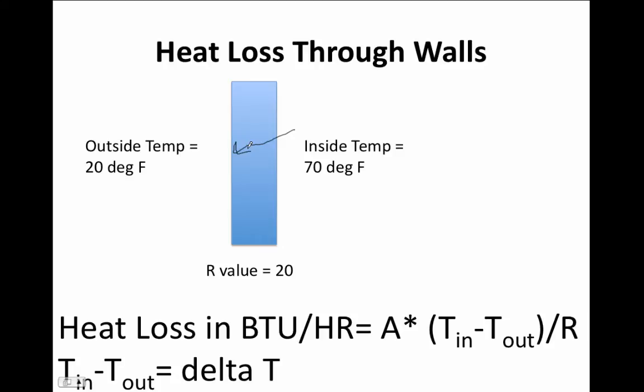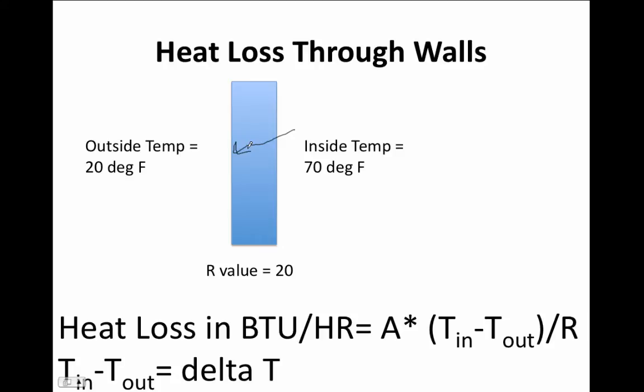The measurement for insulation is R value. And the higher the R value, the better the insulation. So the formula for heat loss is the area of this wall times the temperature difference between the inside and the outside divided by the R value. And so here you see if the R value is larger, then this heat loss is going to be smaller. And so larger R values give you less heat loss.